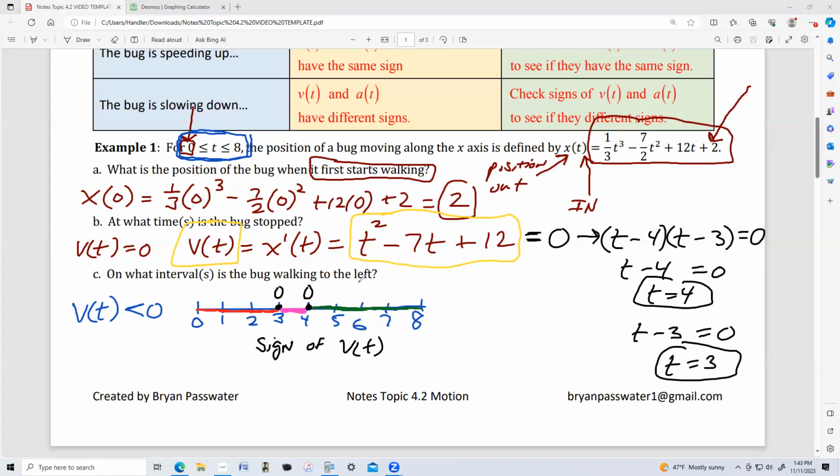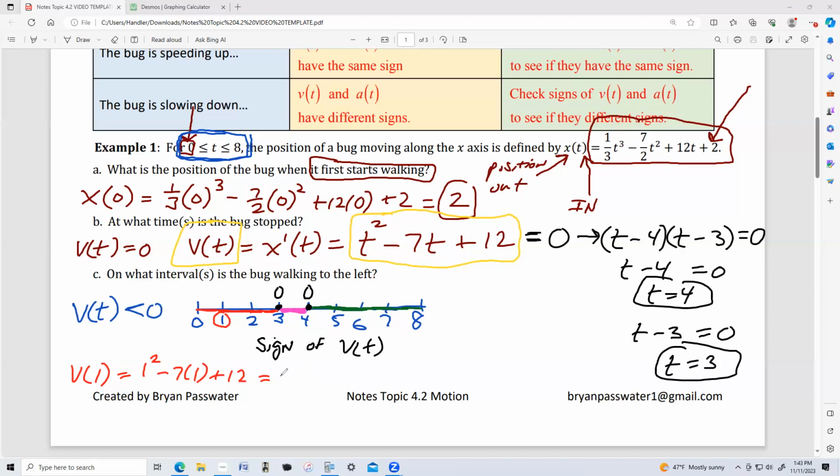So let's do some side work and figure this out. So let's first go in this red section. Which way was the bug walking? Well, I'm going to choose to pick a test value of 1. So that would be V of 1 is equal to, we're plugging into this velocity function, which I circled in yellow. So that would be 1 squared minus 7 times 1 plus 12. Okay, if you simplify that, you end up with positive 5.